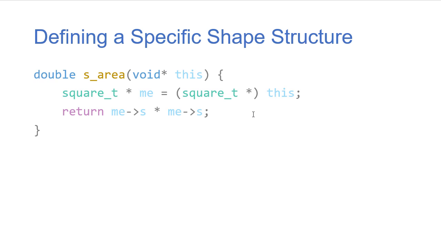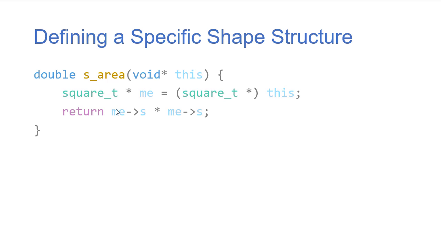To define our actual functions, so here's our square area function. I'm going to call it s_area for shape area. Remember, it takes a void pointer called this, and in our function, we're going to cast that pointer to a square pointer called me, and then this is going to allow us to access the individual fields of the square.